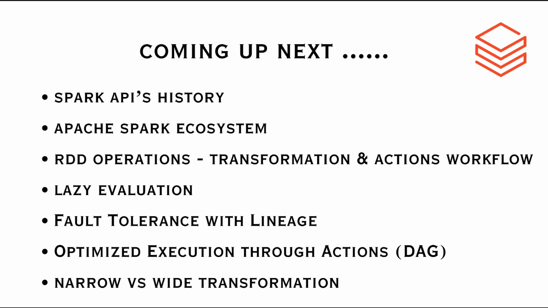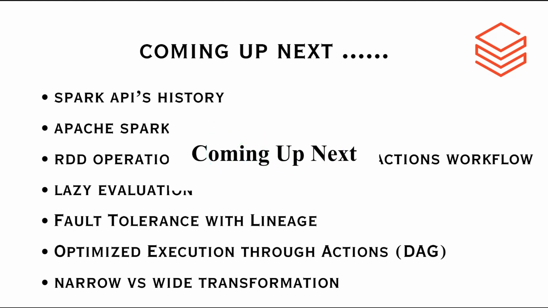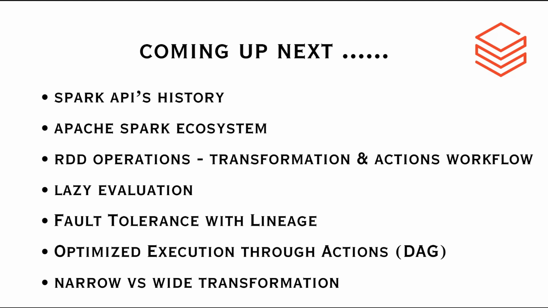So in the next lecture, we will try to learn more about the Apache Spark API, Spark API history, then the Spark ecosystem, then the RDD operations which we talked about, like transformation and action workflows. Then we'll look at what exactly lazy evaluation is, then fault tolerance with lineage, then what exactly a DAG is, and the transformation types, which are narrow and wide transformations.